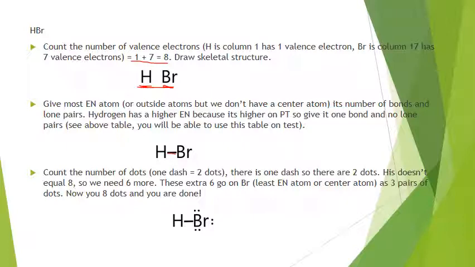Now count how many bonds you have in your structure. Well, you have 2. How many are left over? 6. You need 6 more, and so 6 go on the outside atom. There you go. Count them up: 2, 4, 6, 8. And if you notice, bromine's in the same column as fluorine, and it should usually have, not should, but usually have 3 lone pairs and 1 bond.